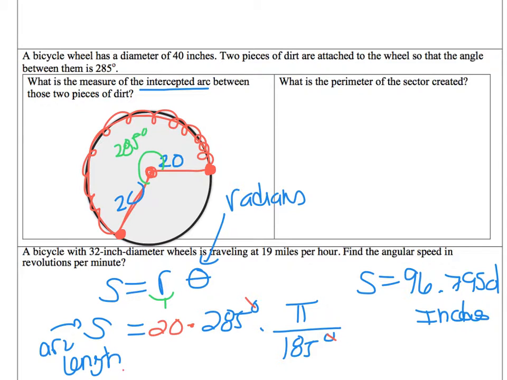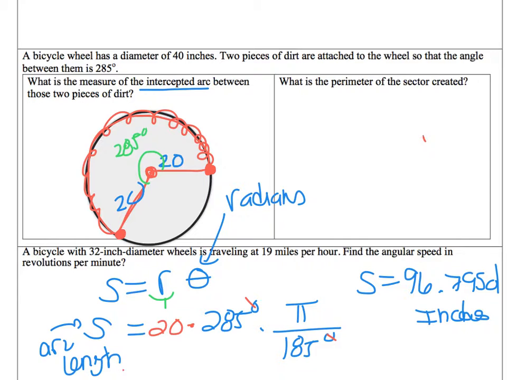The other part of this question asks you for perimeter. Remember that perimeter means the total shape, and we had a few of these as well. So in this case, the perimeter is going to be the entire arc plus the radius plus the radius. It's basically the idea of a pizza slice.